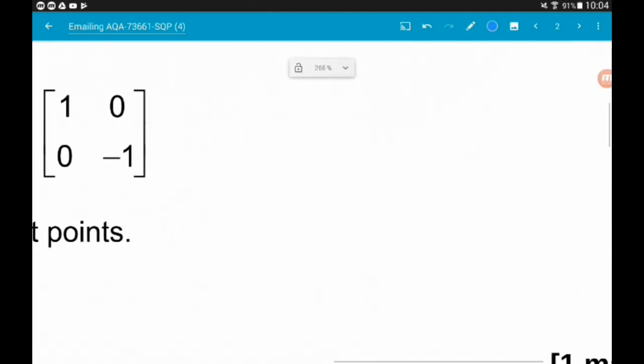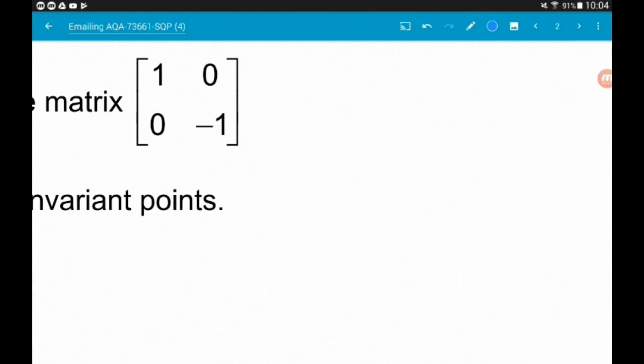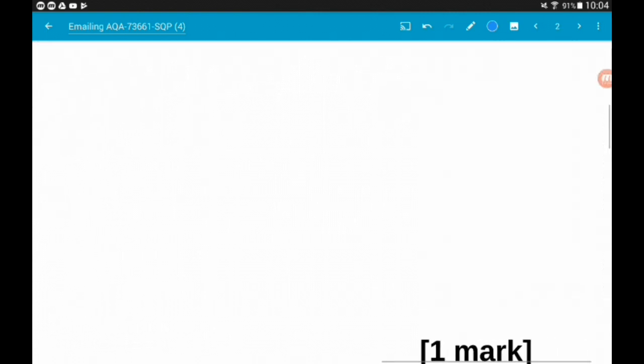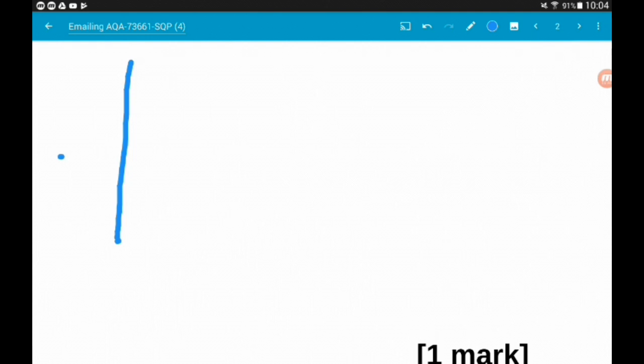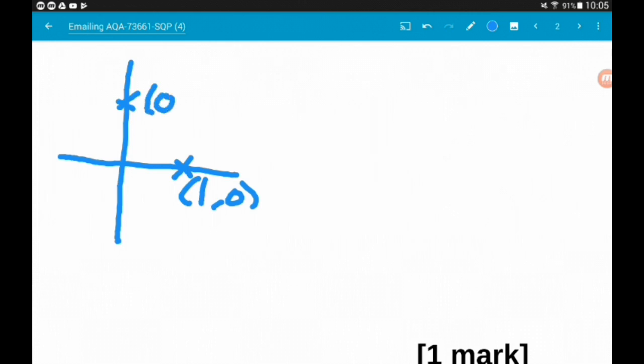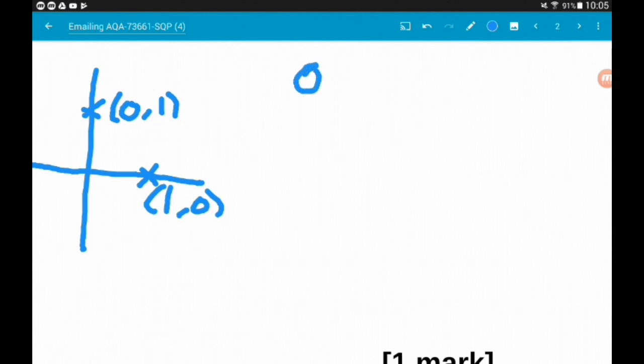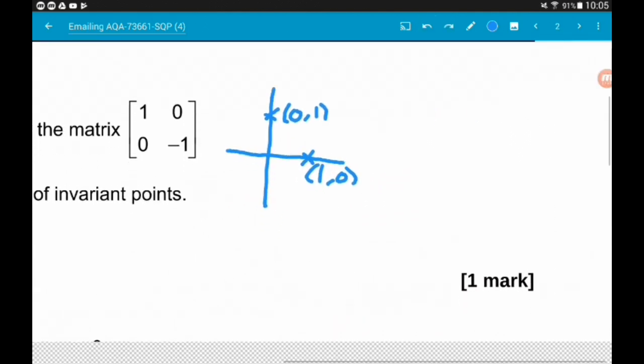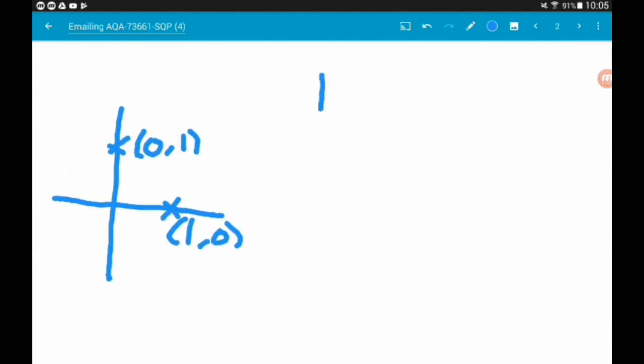If you struggle to remember what these matrices do, like me, because I don't do further maths very often, what we can do is pick 2 points on the axes. I'm going to pick the point 1, 0 and the point 0, 1. Then we multiply the position vectors of each of these points by the matrix and see where they end up. So we're going to do the matrix 1, 0, 0, minus 1.